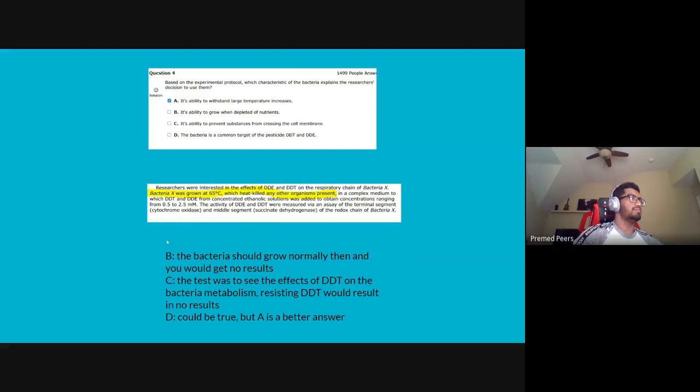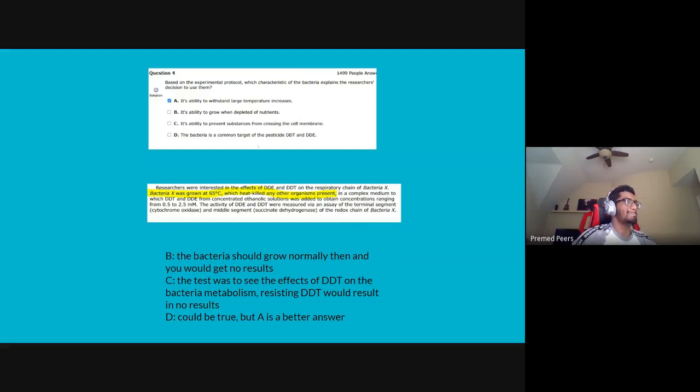And we also have the reasoning for the other answer choices here. C, as in, if we can't really get DDT to enter the cell, we wouldn't really have an experiment that worked because we wouldn't see any effects from DDT affecting the bacteria. And B, if the bacteria is able to grow and depleted of nutrients, we wouldn't see any different results than under control conditions.